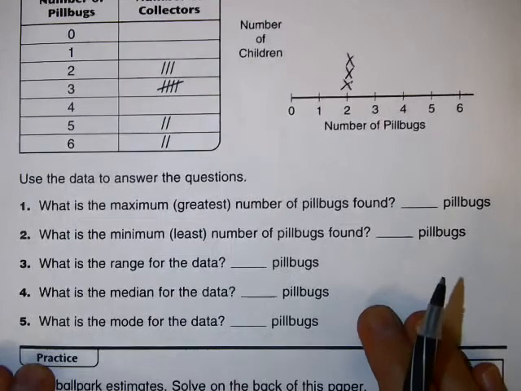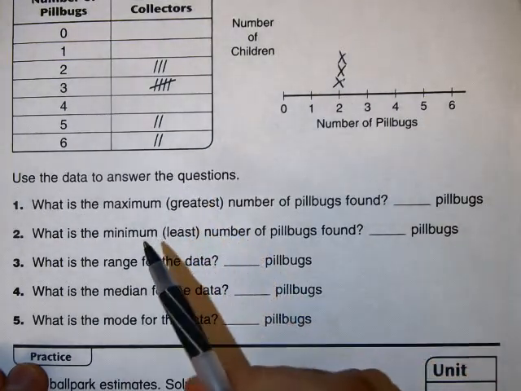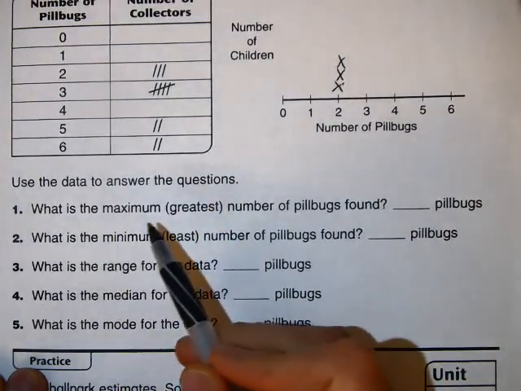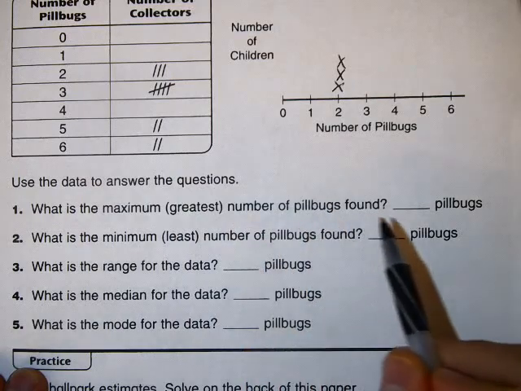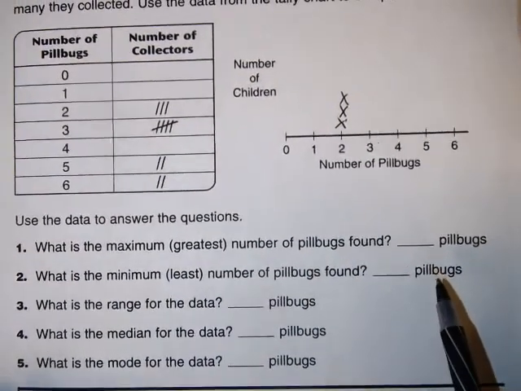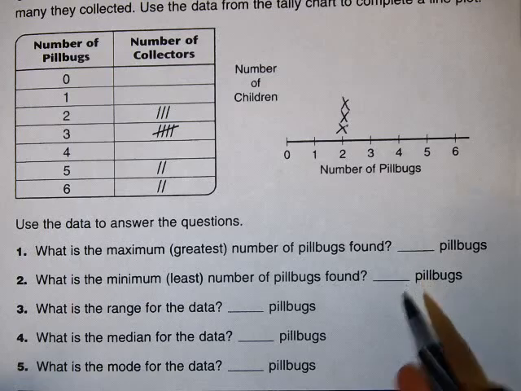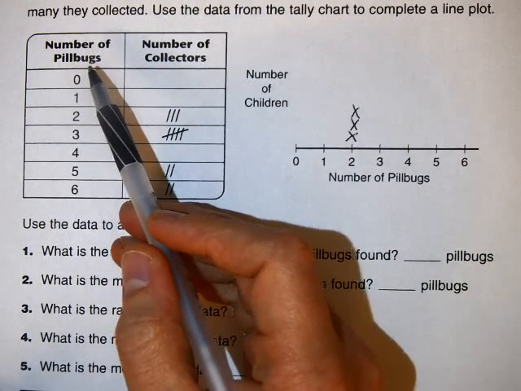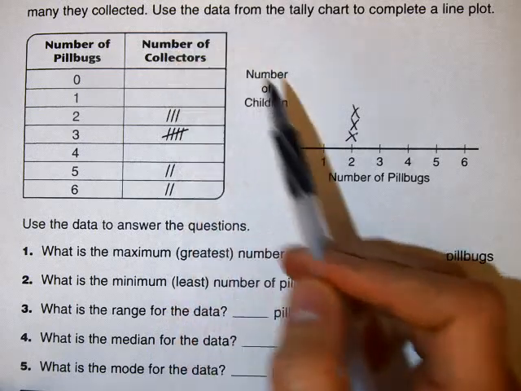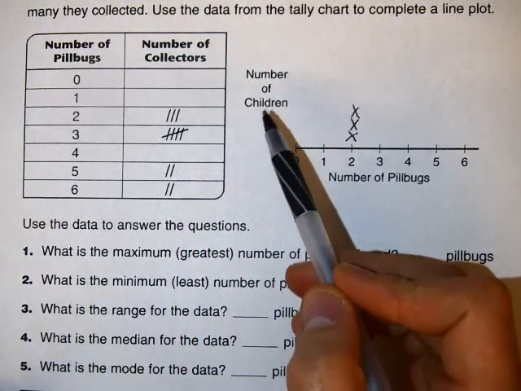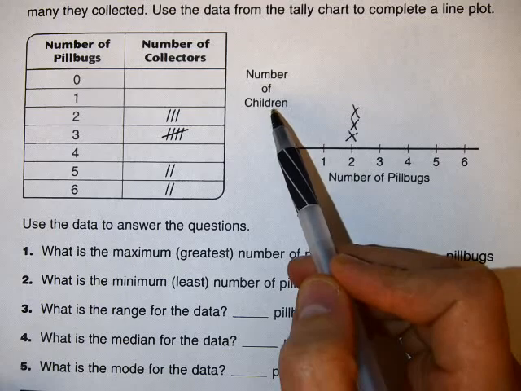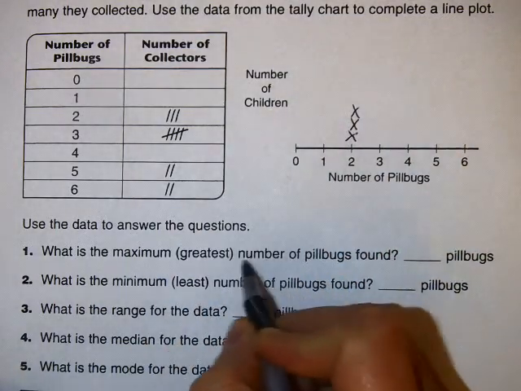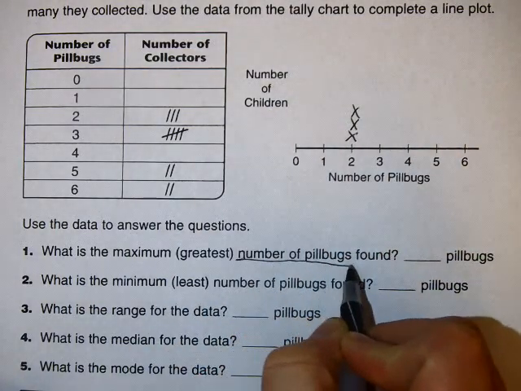Then you have to use the data to answer the questions. Okay, what is the maximum number of pill bugs found? Alright, so you have to know which piece of information to look at. So it wants to know the number of pill bugs. Okay? Doesn't want to know the number of collectors. It doesn't want to know the number of children. There's a lot of information in this graph. What it wants to know is the number of pill bugs.